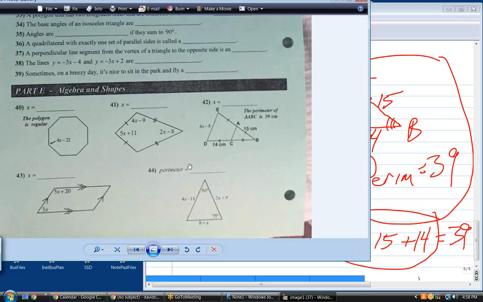Then they want the perimeter. So once I have x, now you can say what? 4x minus 11 plus 2x plus 9 plus 8 plus x is equal to... And once you have a value for x, that will turn into a number, and that will be your perimeter. Okay. Okay?